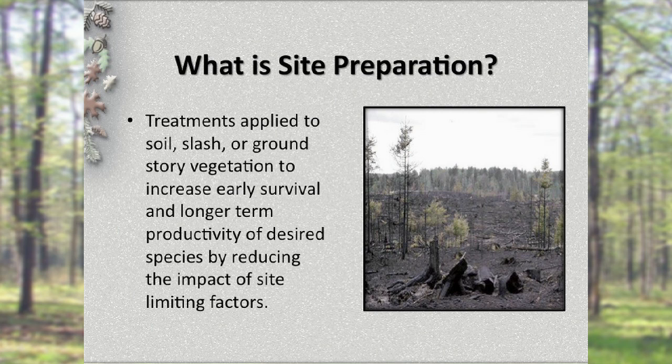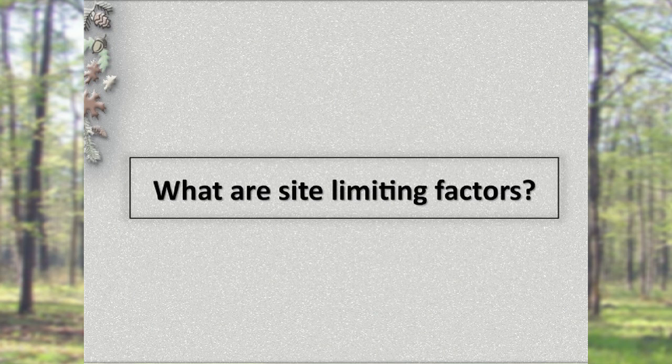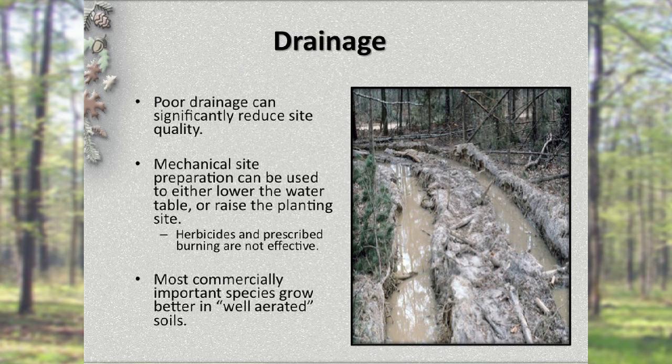The whole reason we do site preparation is really to reduce the impacts of the site-limiting factors, which we'll go over in the next few slides. Okay. What are they? The first one I'm going to talk about is drainage. Poor drainage can significantly reduce site quality on any given site. If you're interested in growing trees for timber, most trees prefer to grow in well aerated or better aerated soils.